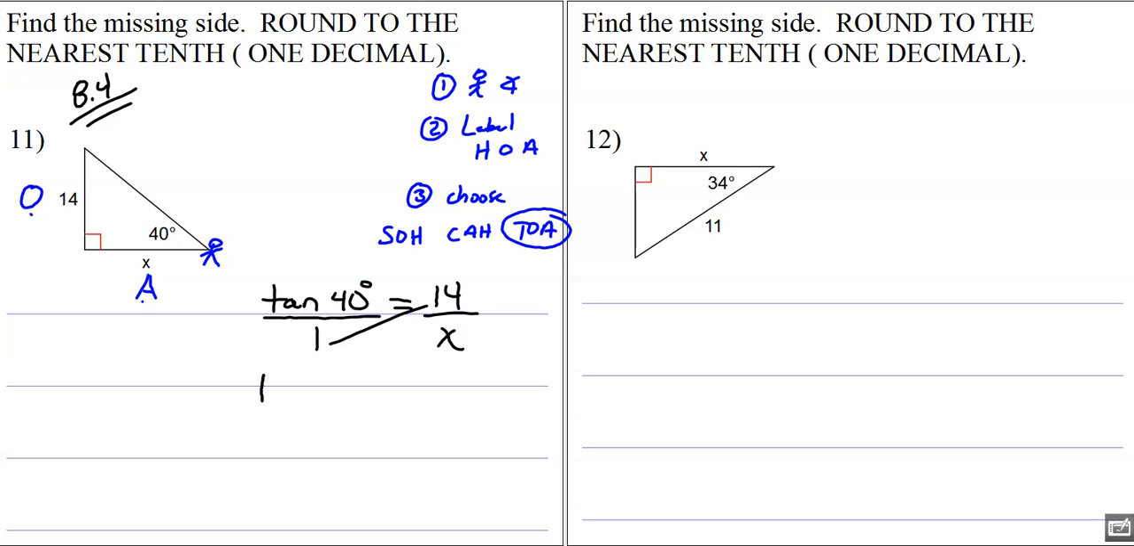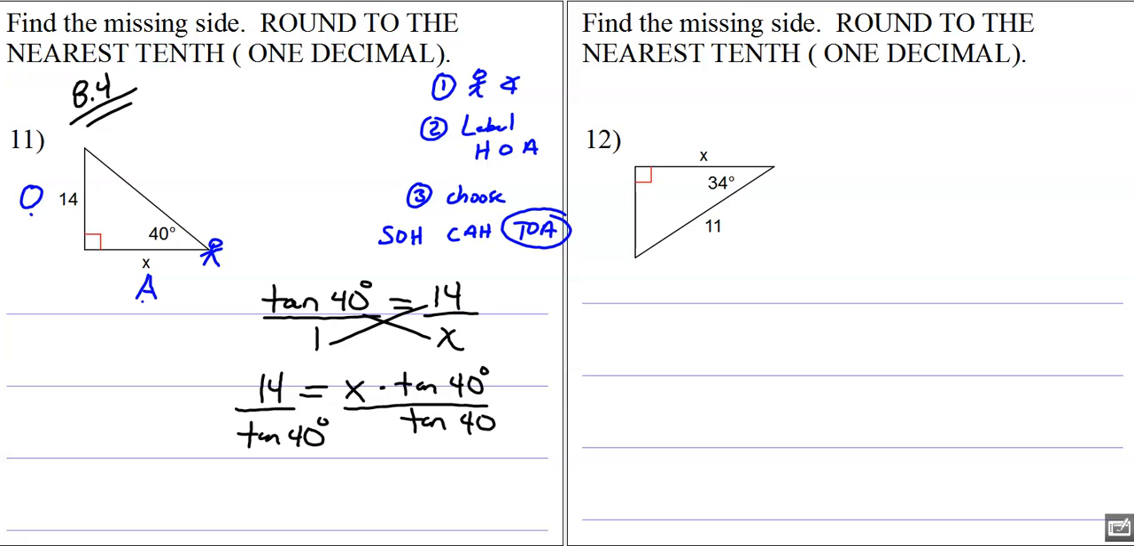1 times 14 is 14. X times the tangent of 40. Well, I don't have x by itself yet. I want to get x all alone. So I need to do the opposite of times tangent of 40. So I need to divide by tan 40 and divide by the tangent of 40.